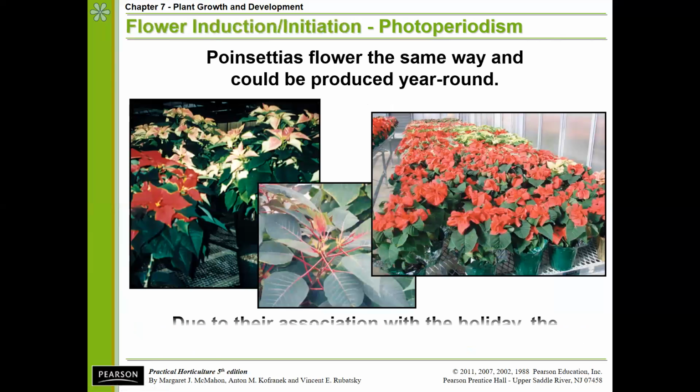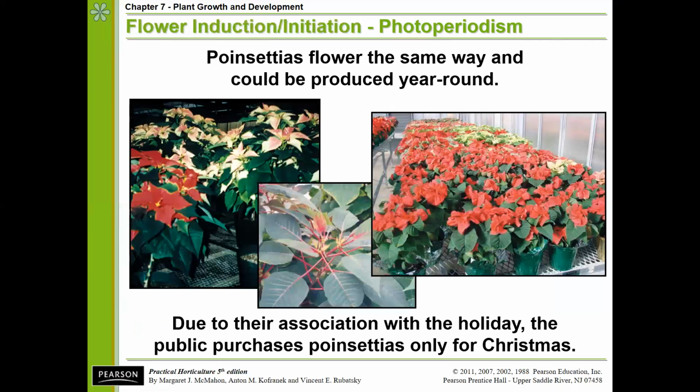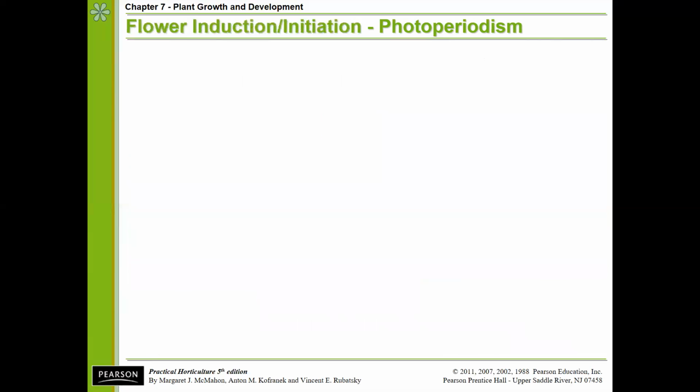Another popular crop, poinsettias, same deal. We can produce them potentially year-round if we can govern that photoperiod. Poinsettias initiate floral production at the equinox generally, so 12 hours of light, 12 hours of darkness. Same with the cannabis plants.